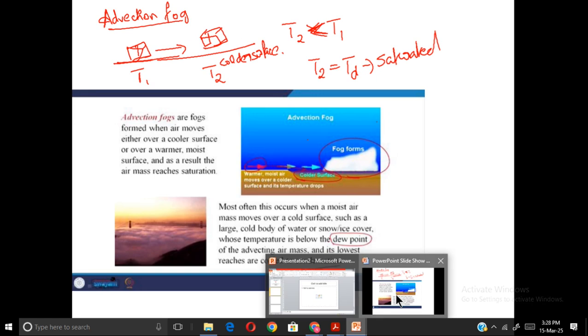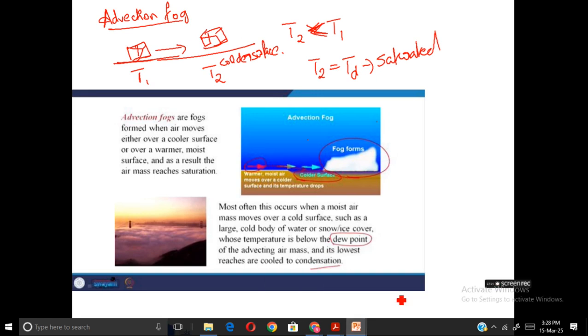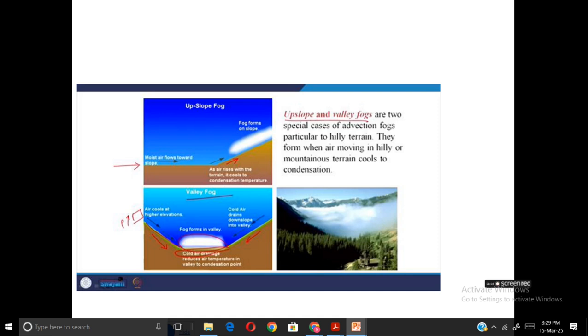So this generally occurs when air moves over a colder surface. So this is advection fog. The horizontally moving air parcel comes in contact with the colder surface. Then, because of the sudden temperature lowering, the parcel will become saturated and eventually condenses. So generally, this occurs when the parcel moves over a cold body of water or snow or ice cover, whose temperature is well below the dew point temperature of the advecting air. So that is advection fog.